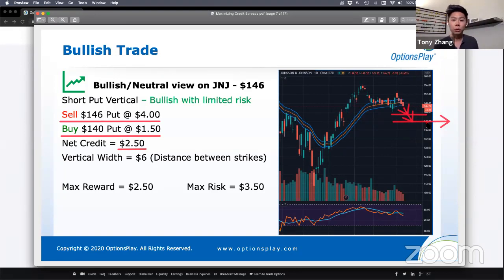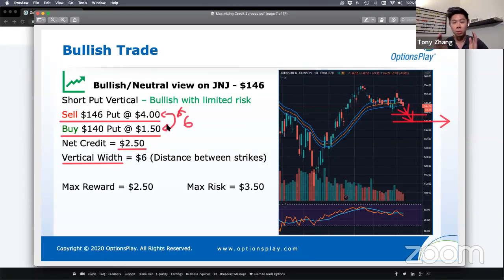Now, here are a few things that are really important for you to learn when you're selling credit spreads. Number one, there's a thing called the vertical width. The vertical width is very simple. It's just simply the distance between the two strikes. So if you have a 140 strike and a 146 strike, what's the distance between that? It's $6. So whenever we're talking about vertical spreads, the width is really what you're playing with.